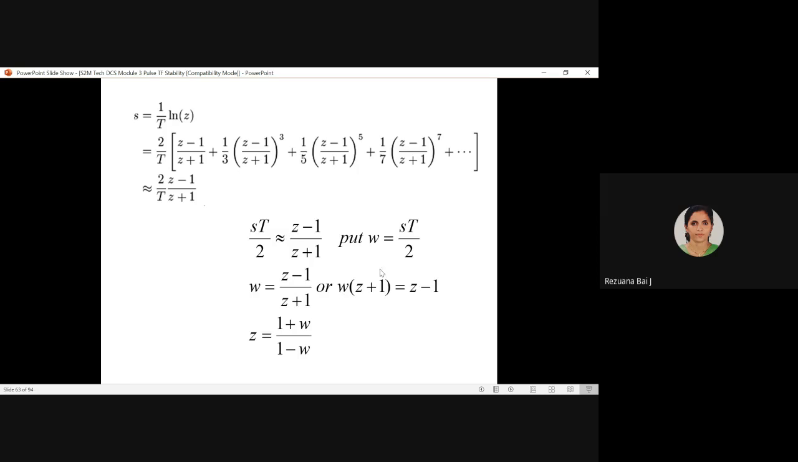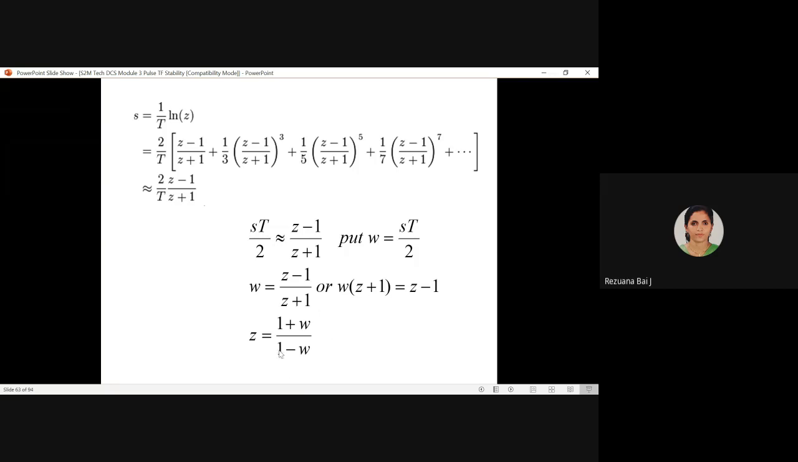So 1 plus w into 1, that is equal to what? z into, the wz is coming as minus wz here, z into 1 minus w. So that is z is equal to 1 plus w by 1 minus w. Is that clear? Any doubt you are having?